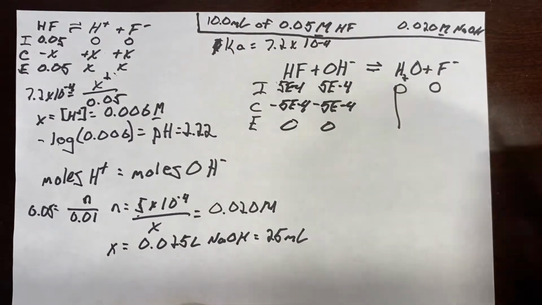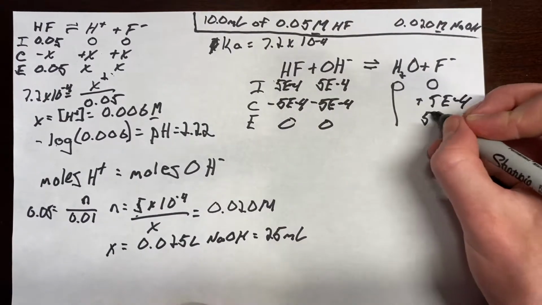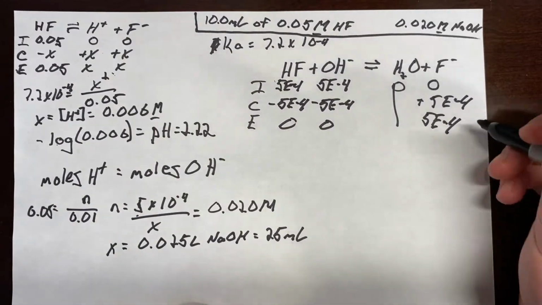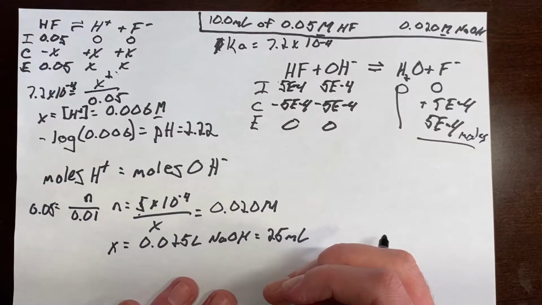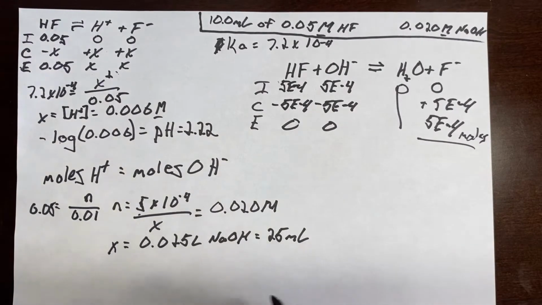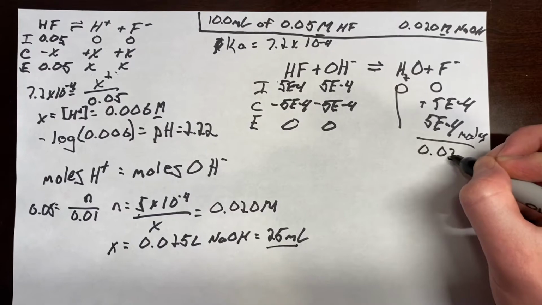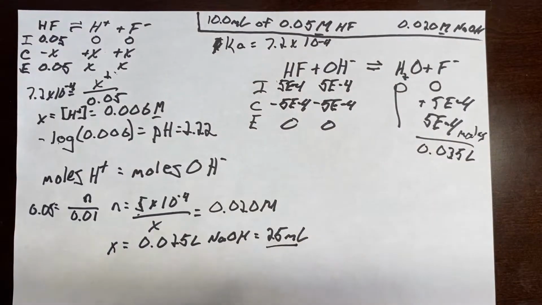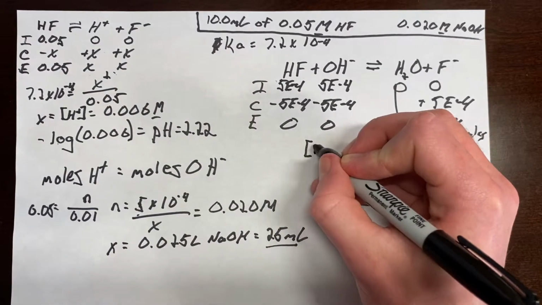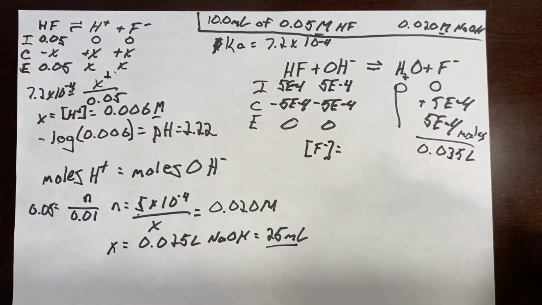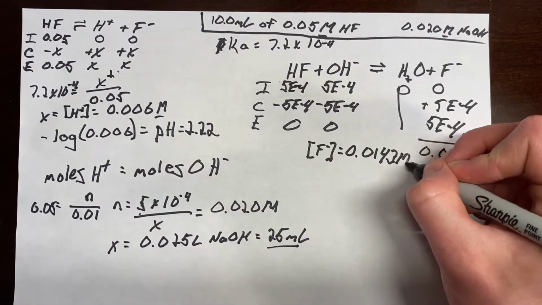And this doesn't really matter, but we're going to add 5e to the negative 4. So 5e to the negative 4, that's going to be the moles. And if you put that over the total volume at the equivalence point, which is going to be 25 milliliters plus 10, it's going to be 0.035 liters. See, we add these two. And then that's going to give us a concentration equal to 0.0143 molarity. All right.